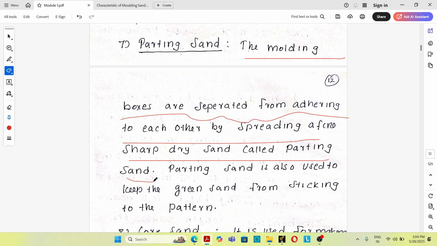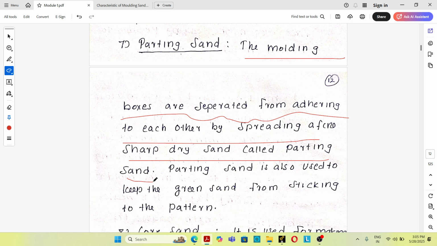The other purpose of parting sand is to keep the green sand from sticking to the pattern, so we can remove the pattern easily from the sand casting mold after the mold has been prepared. If there is no parting sand, there is a chance that the green sand will stick to the pattern and also get removed in some amount. To prevent that, after the pattern has been placed inside the flask, a parting sand will initially be sprinkled over the pattern. Then only the green sand will be filled.